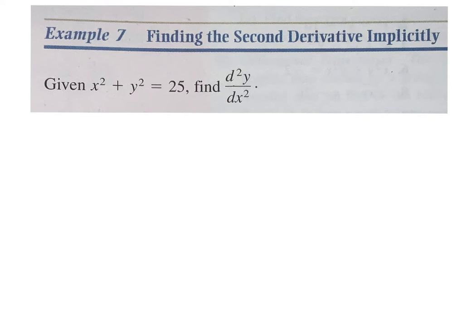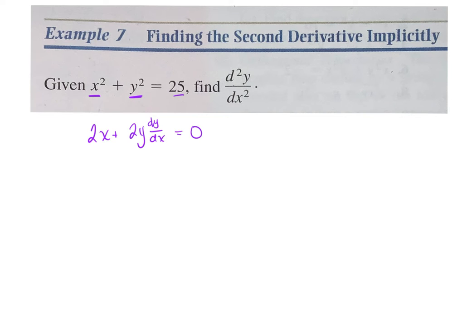So second derivative just means that you take the first derivative and then take the derivative of that derivative, just like from position to velocity to acceleration, all right? So we're going to take the first derivative here. First derivative is not hard. What's the derivative of x squared? 2x. What's the derivative of y squared? 2y dy/dx. And what's the derivative of 25?